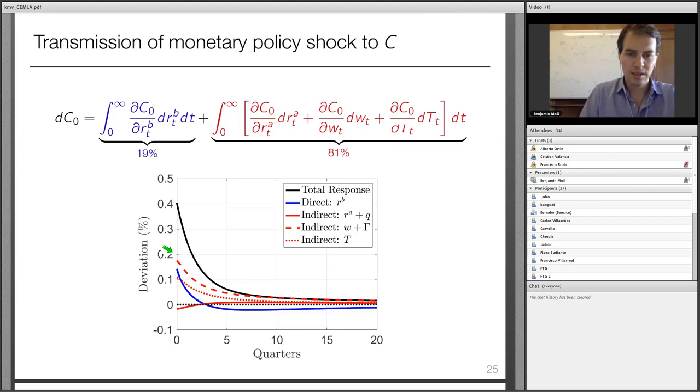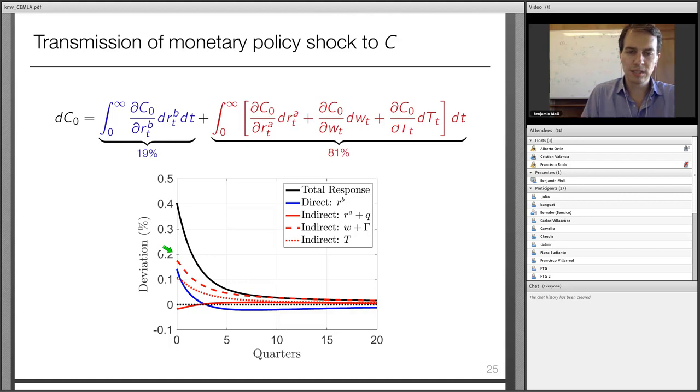Okay, that's the one that's quantitatively most important. So just because households have high MPCs, they're going to respond to income changes a lot. And so that plays an important role. And in fact, these indirect effects due to income changes here are more important than the indirect effects due to interest rate changes.